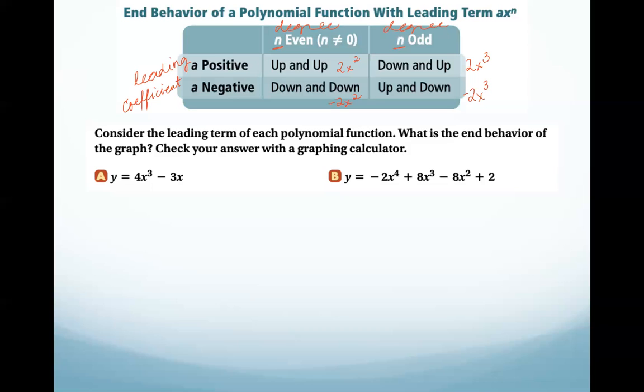Okay, so what does it mean up, up? Well, 2x squared went up to the left and up to the right, up, up. Negative 2x squared, down, down. Notice I'm saying where the arrows are pointing. 2x cubed, down, up. Negative 2x cubed, up, down.